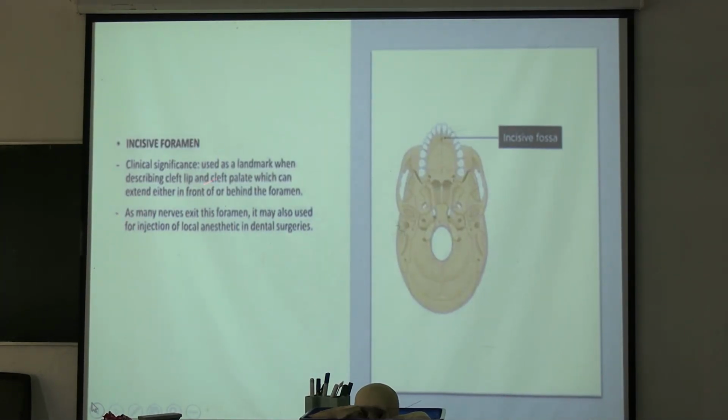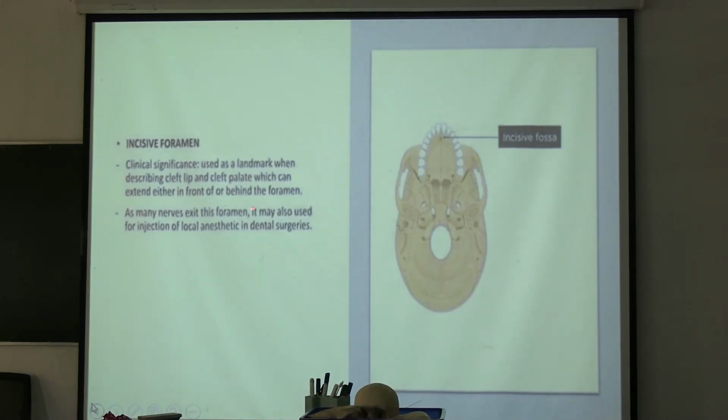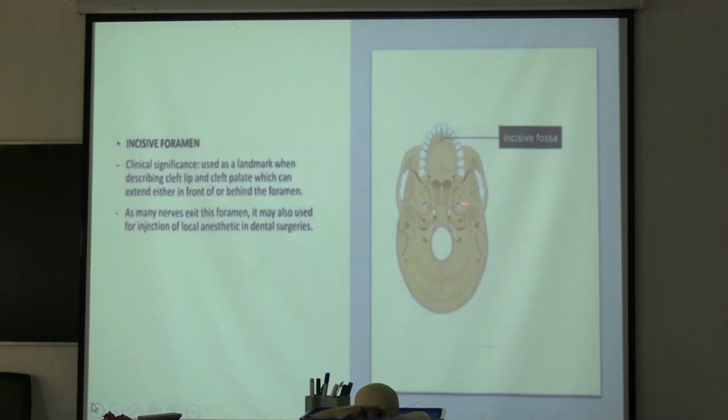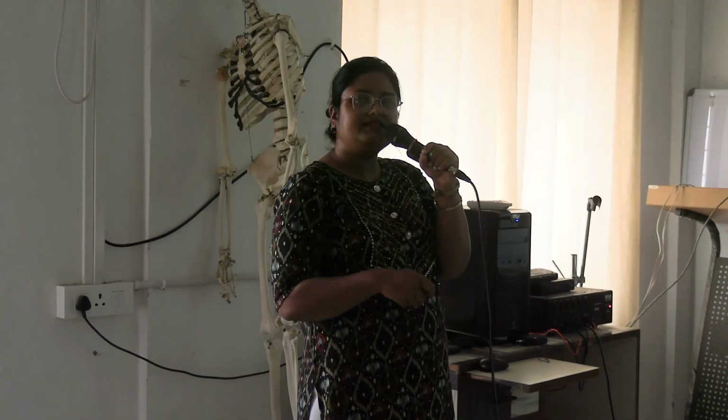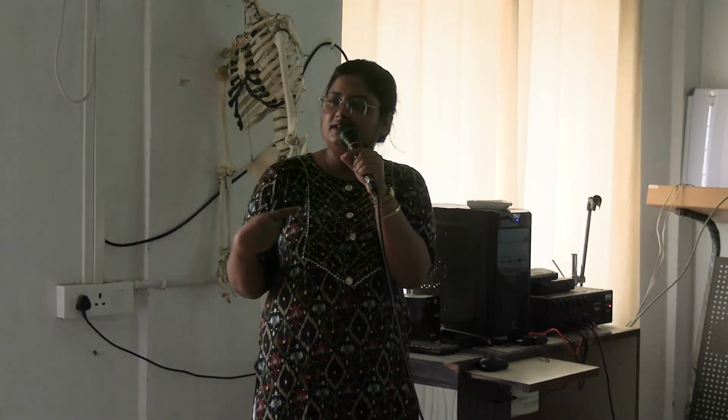Next, we are going to the incisive foramen, its clinical significance. It is used as a landmark when describing cleft lip and cleft palate, which can extend either in front of or behind the foramen. The extent of cleft lip and cleft palate is measured from the location of the incisive foramen. And as many nerves exit this foramen, such as the nasopalatine nerve, it may also be used for injection of local anesthetic in dental surgeries. These nerves are blocked near this foramen.